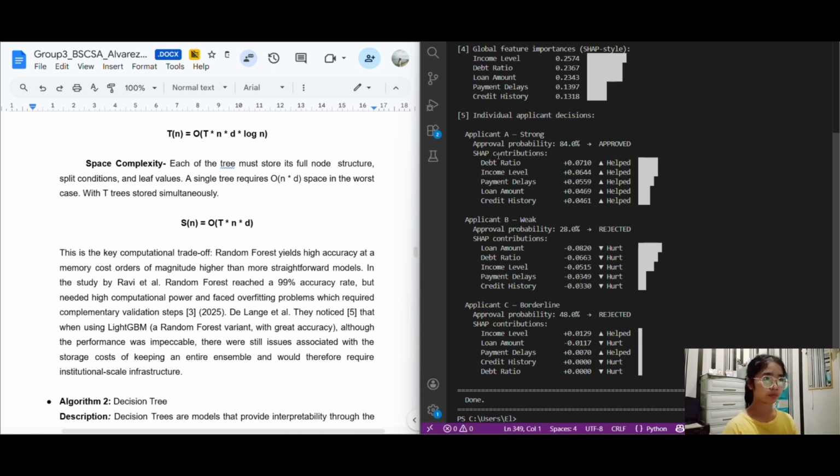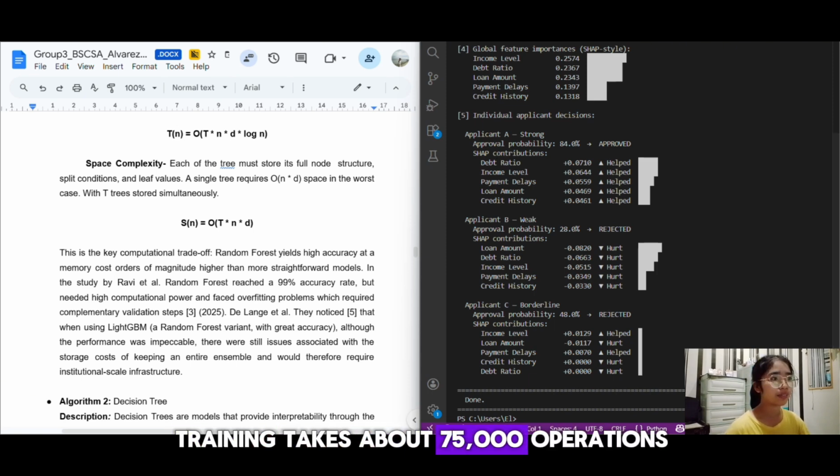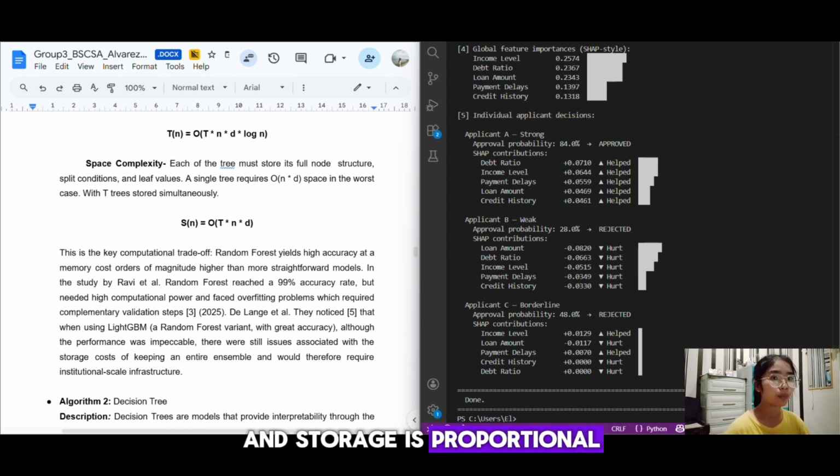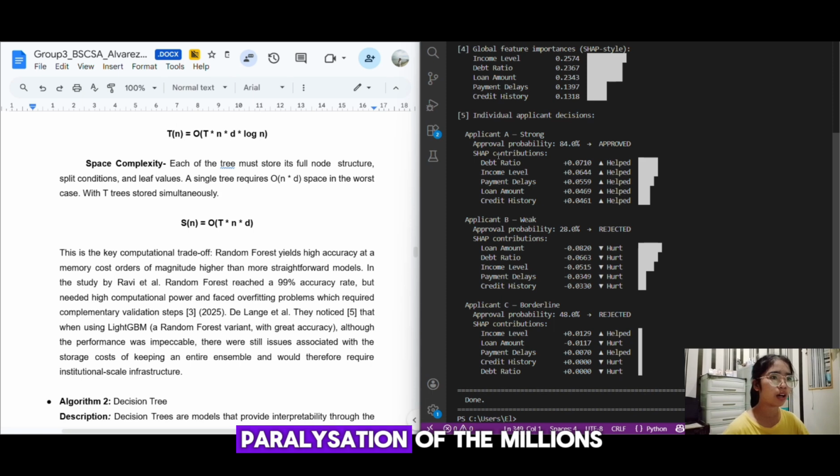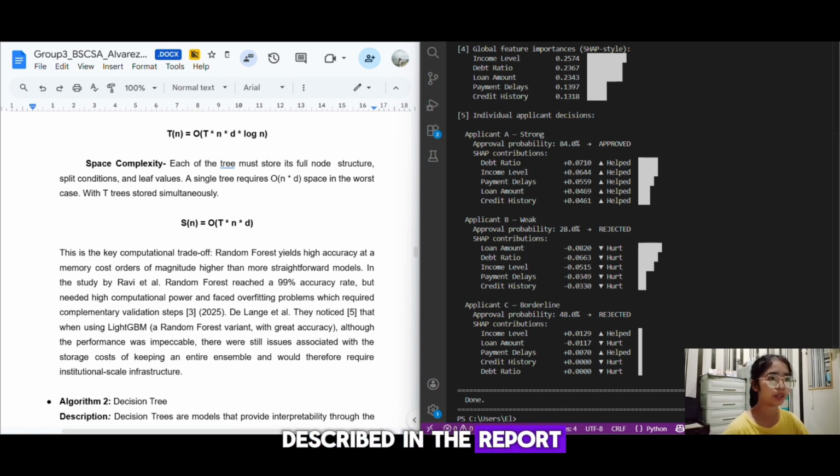For the complexity defense, random forest training is O(t × n × d × log n), and storage is O(t × n × d), with t equal to 25 trees, n equal to 200 samples, d equal to 5 features, and roughly 3 levels of log n. Training takes about 75,000 operations, and storage is proportional to 25,000 units. This is manageable on a laptop but would require parallelization at the millions-of-applicants scale described in the report.